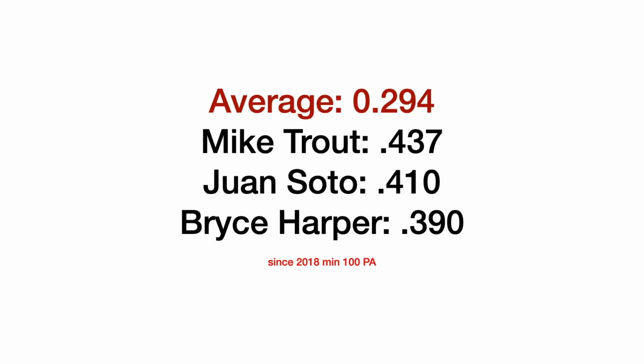So again, I was taking the numbers since 2018, at least 100 plate appearances. The average is around 0.294, and the best players have Mike Trout 0.437, Juan Soto 0.410, Bryce Harper 0.319.